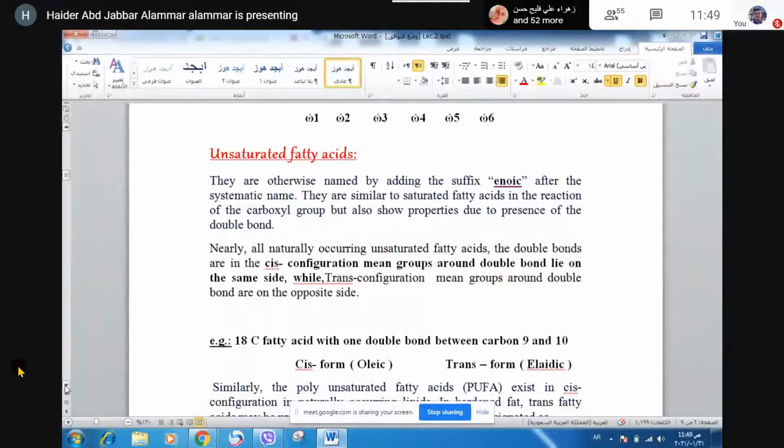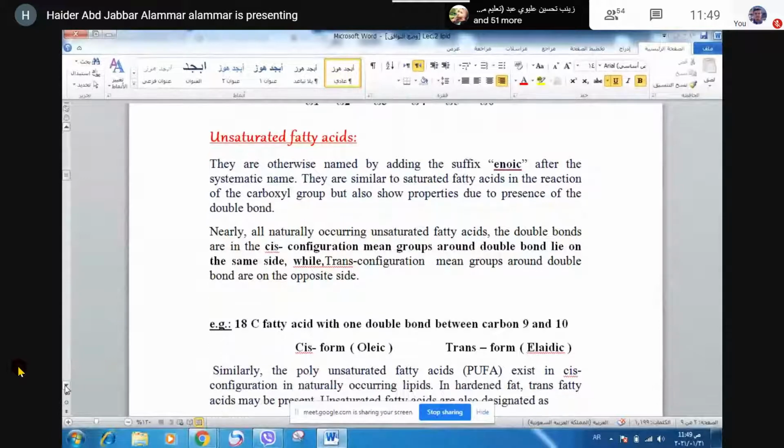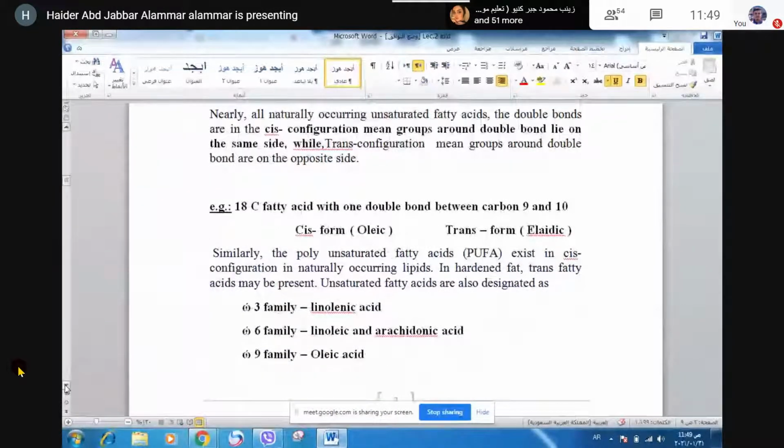What do I mean by cis configuration? I mean the groups around the double bond lie on the same side, while trans configuration means the groups around the double bond are on the opposite side. I give you an example here. An 18 carbon atom fatty acid with one double bond between carbon 9 and 10 in cis configuration is called oleic acid, while in trans configuration it is called elaidic acid.